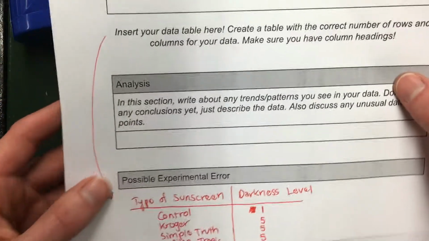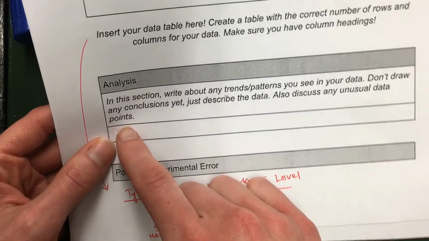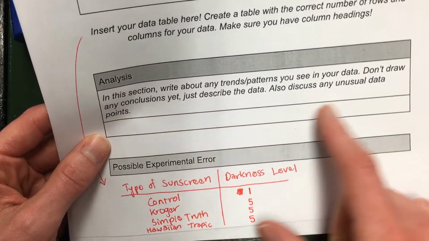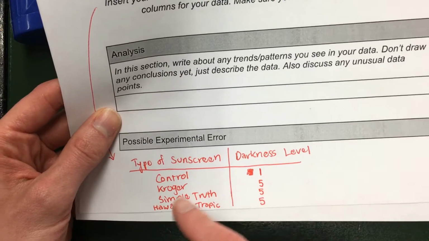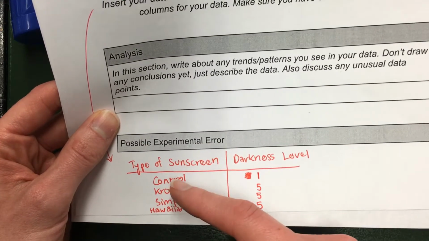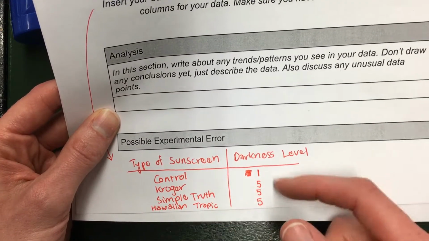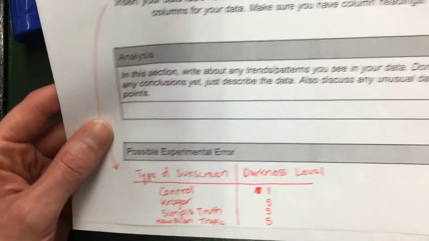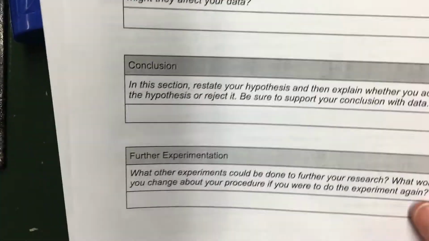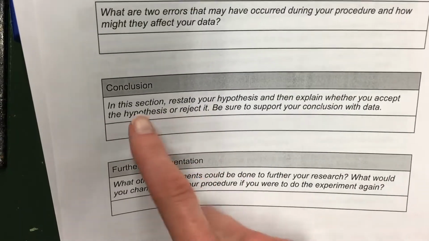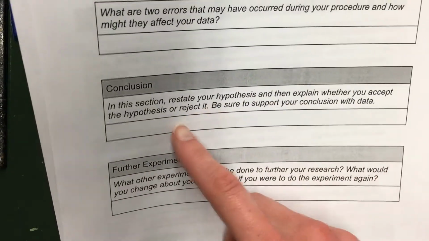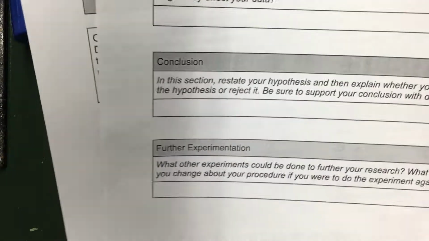Now you need to go through and do these other sections. So in the analysis, talk about any trends or patterns. Don't make any conclusions. So you just say something about how all of the sunscreens seem to work equally well at blocking the UV rays. Then draw a conclusion. So restate your hypothesis and then explain whether it was right or not and support your conclusion with the data from here.